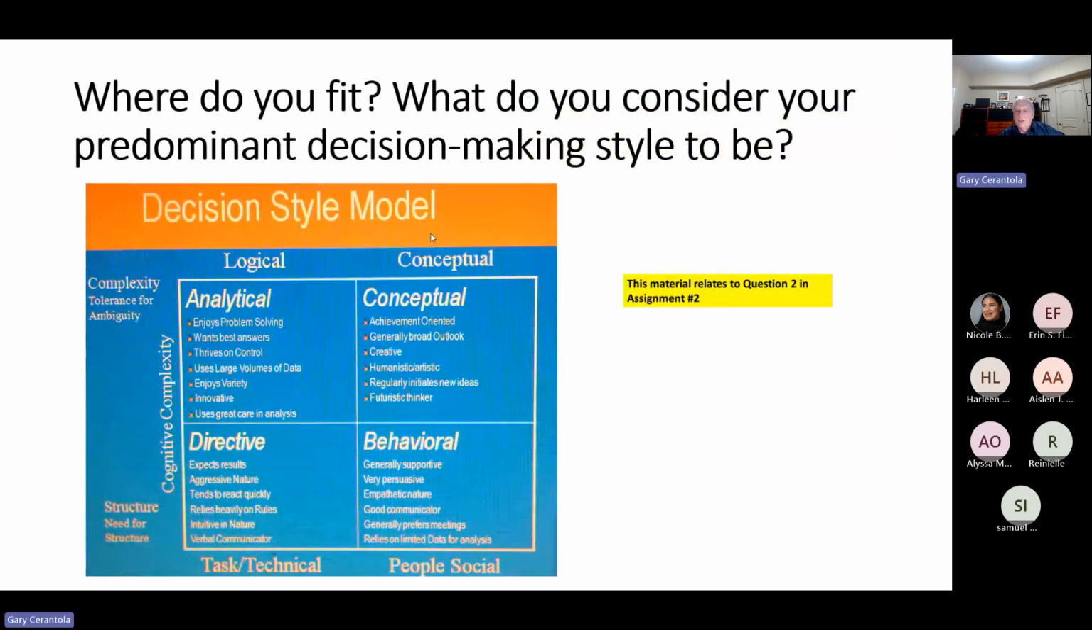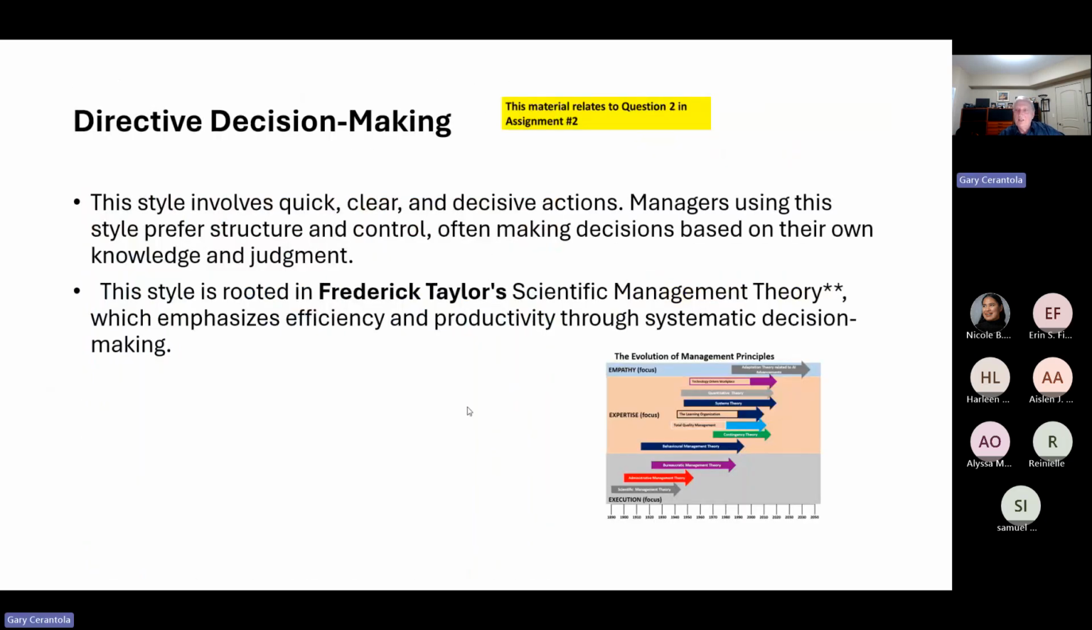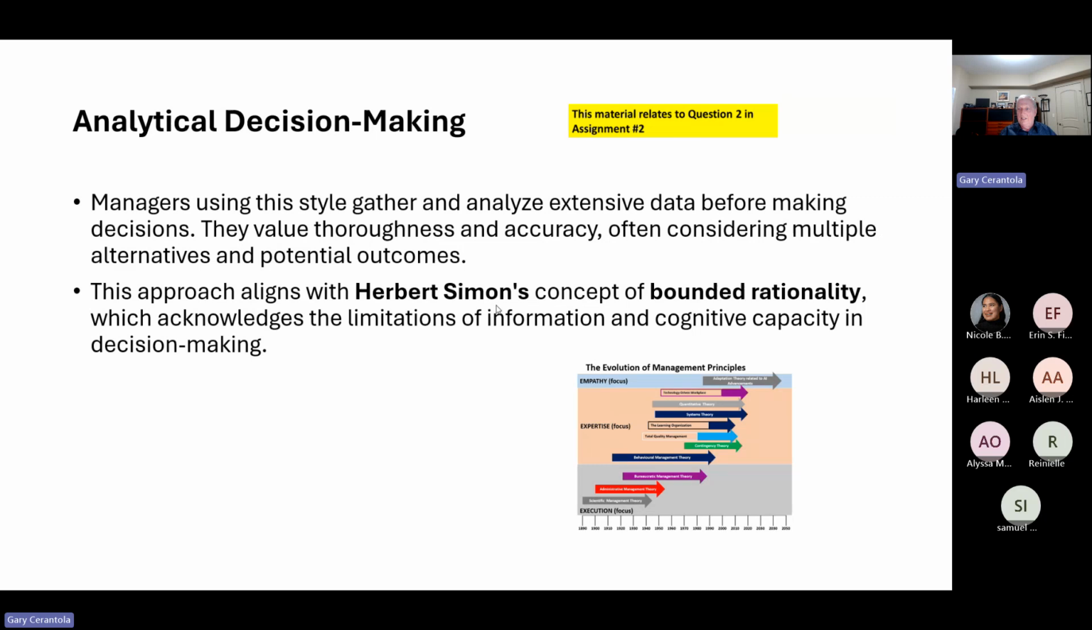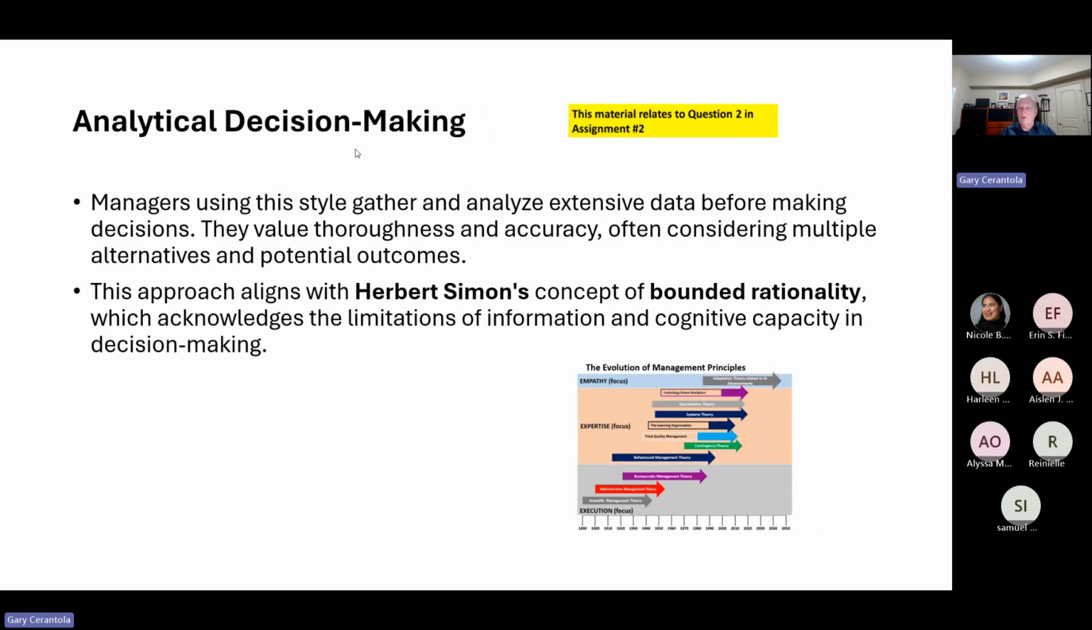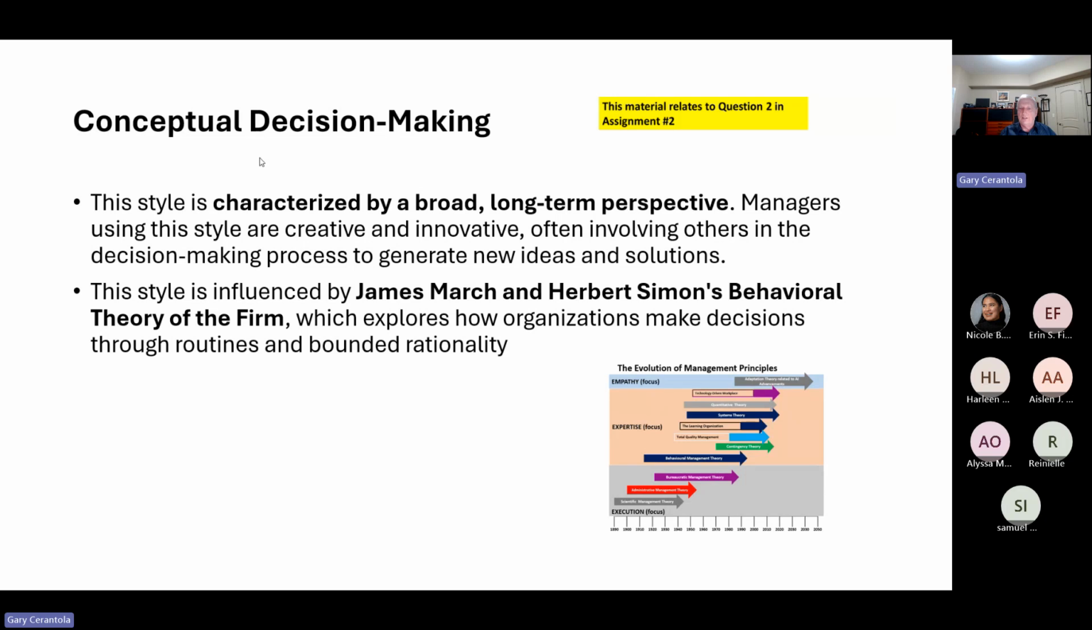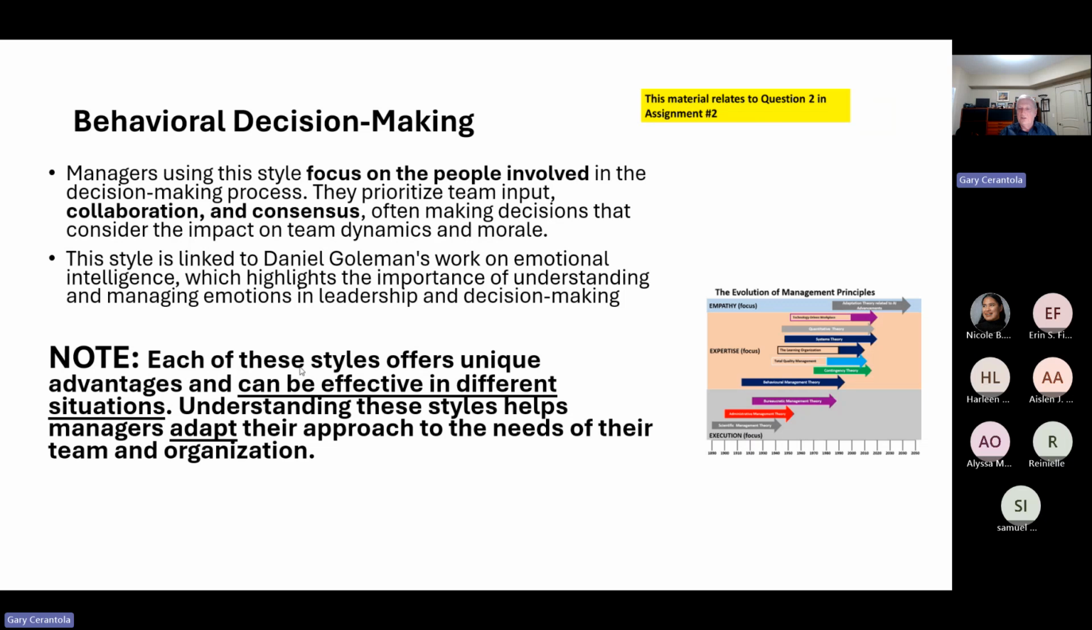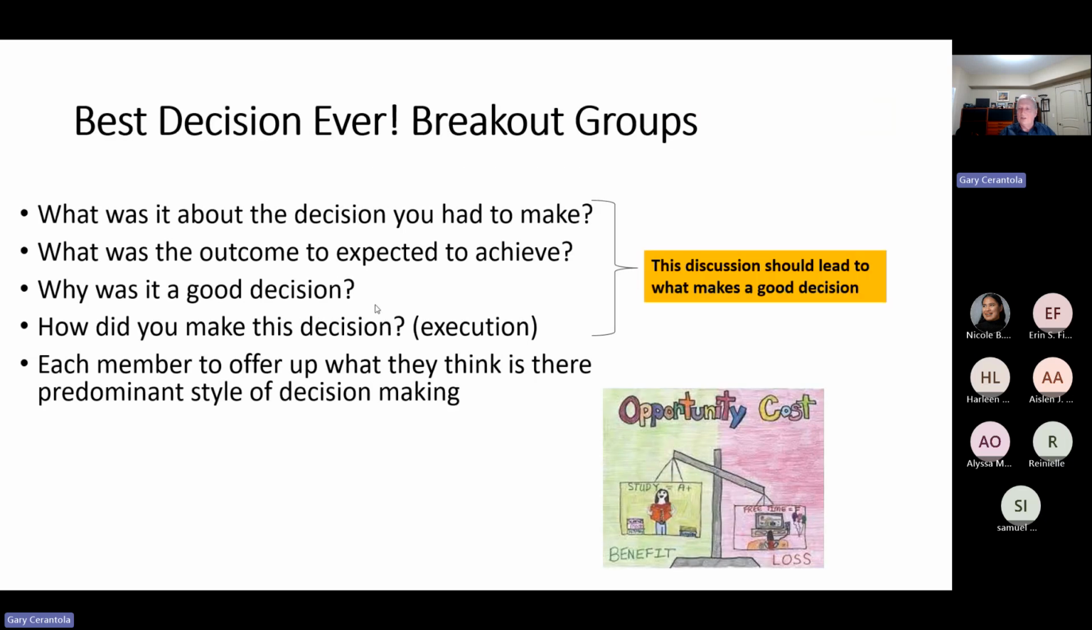Again, you have to take a look at this piece, and understand that you're going to be asked how your style fits with Frederick Taylor, or if it does, mention that. You'll see the questions when they get specific on all these different pieces. If you're going to talk about analytical decision making, you're going to look at Herbert Simon. If you're going to talk about conceptual, you're going to look at James March and Herbert Simon's behavioral theory. So that's what that's all about.